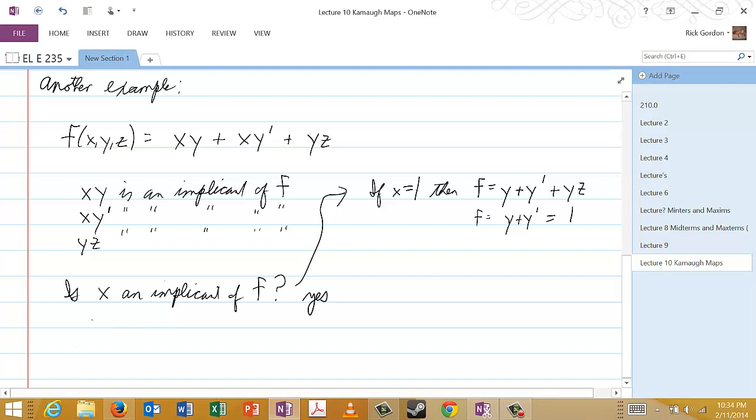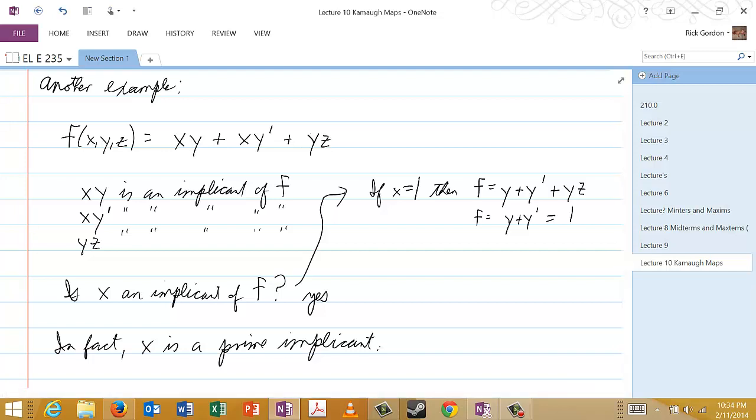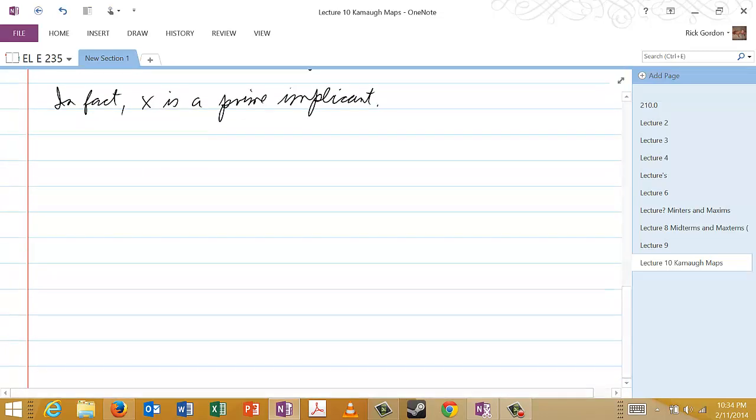So I'll just write here, let's not worry too much about this idea at this point, because it will become much clearer with Karnaugh Maps, but just for right now we'll go ahead and say, in fact, x is a prime implicant. Okay? And so we've learned the word implicant, and we've learned the word prime implicant, and now that we've learned these two words, let's start thinking about Karnaugh maps.